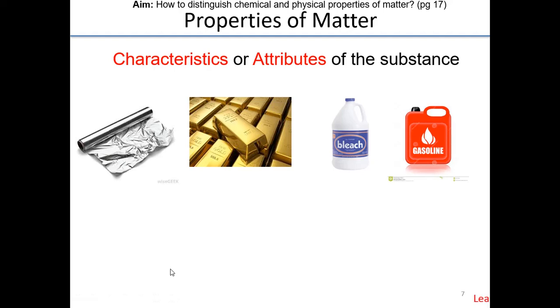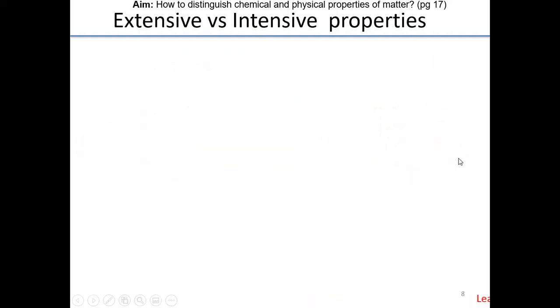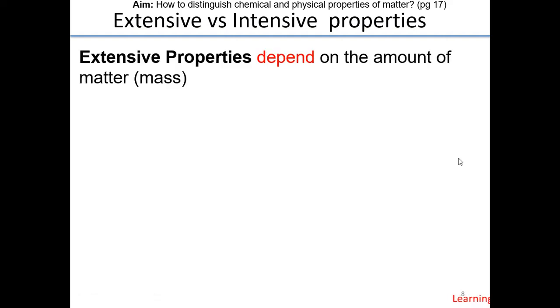Okay, so now we're going to discuss properties of matter. Properties are basically characteristics or attributes of a substance. Basically, what can that substance do, for example. So here are some examples. For example, the color, conductivity, gold can conduct electricity, aluminum is malleable. Bleach has a distinct odor. Gasoline is flammable.